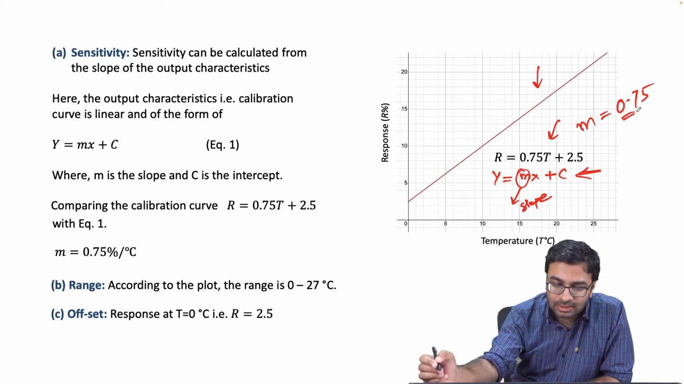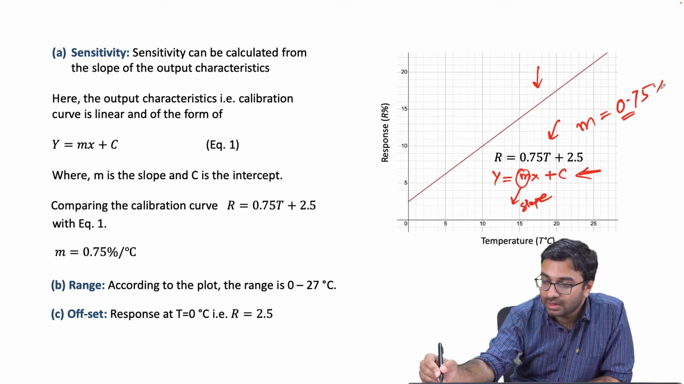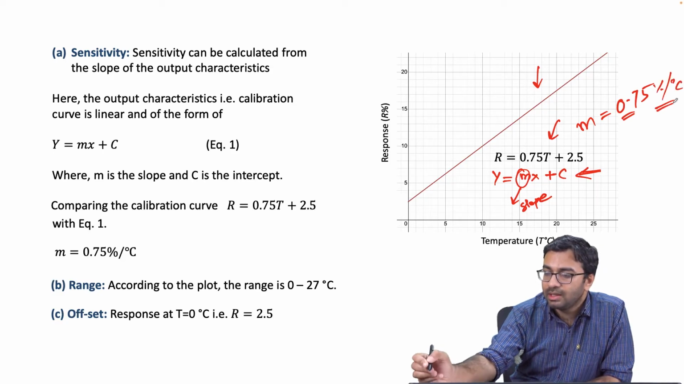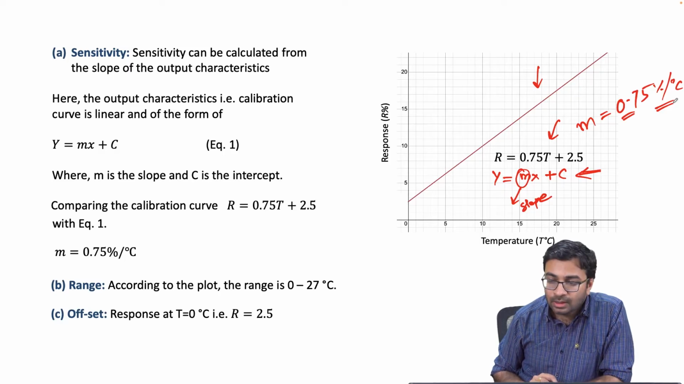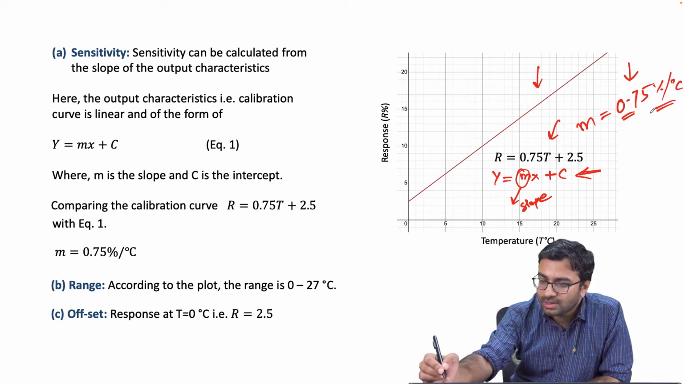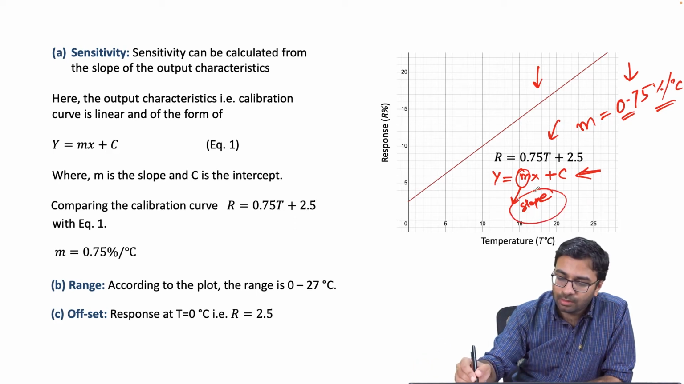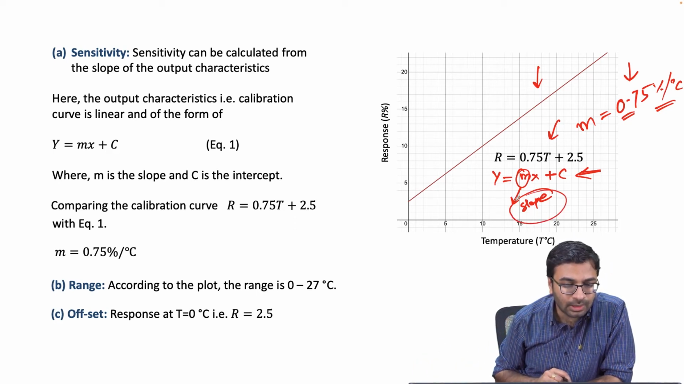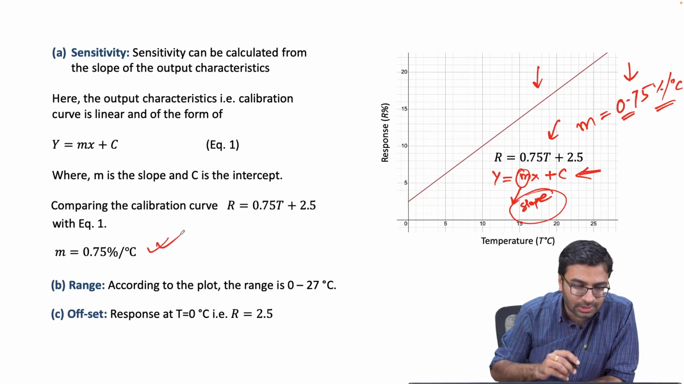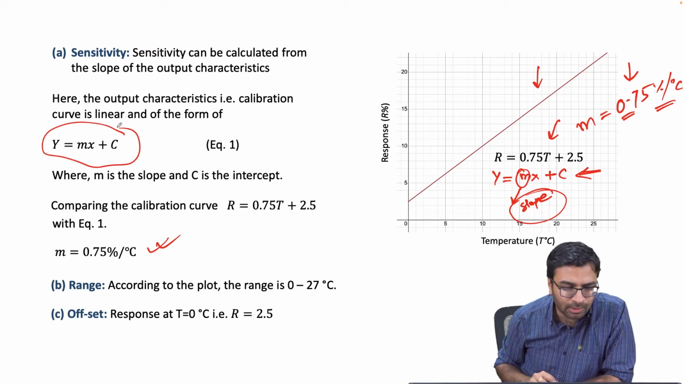So in this case, the sensitivity of the sensor is 0.75% per degree centigrade. This is the unit of the sensitivity. So from this equation, you know that your sensitivity is 0.75% per degree centigrade. Just by measuring the slope, you can figure it out, right? Once you compare your equation with y equal to mx plus c, you will be able to figure that out.